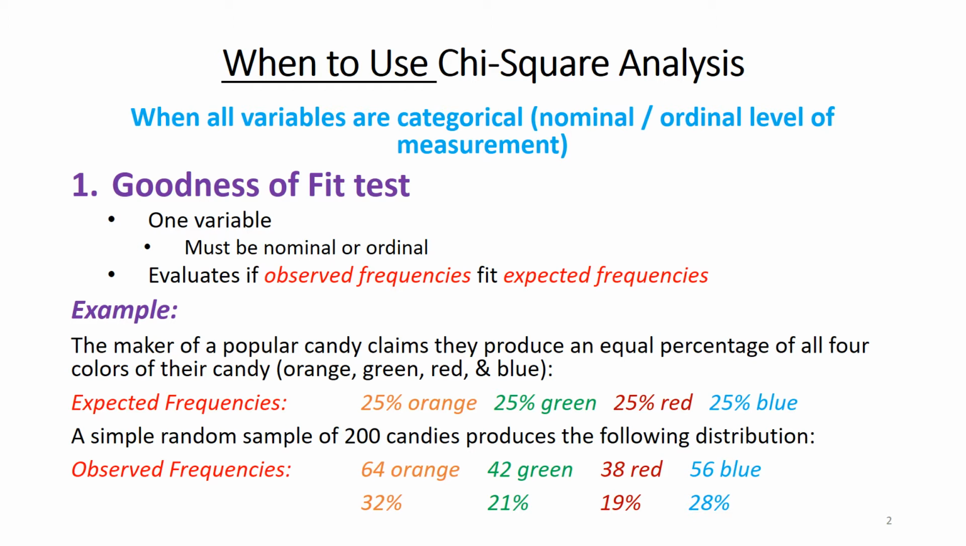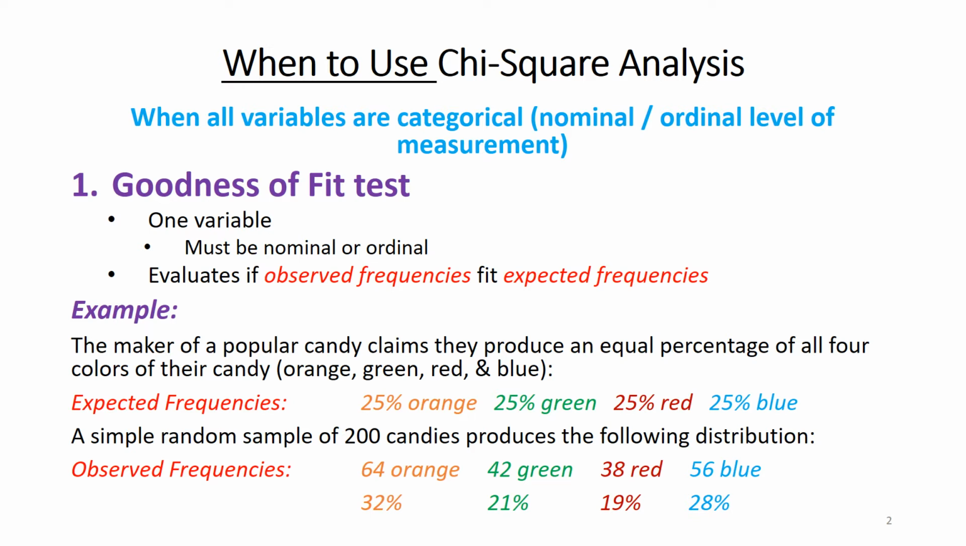So then let's move to our sample. A researcher goes out there and collects a simple random sample of 200 candies. And once they get these 200 candies, they count each one and sort them into the different colors, and it produces the following distribution that we see at the bottom of the slide. These give us the observed frequencies.